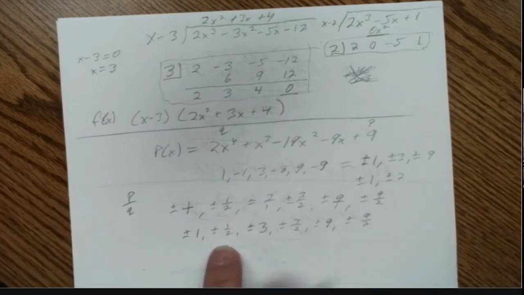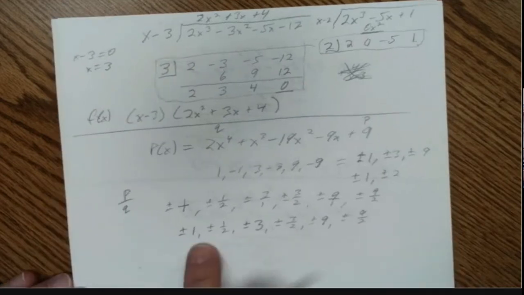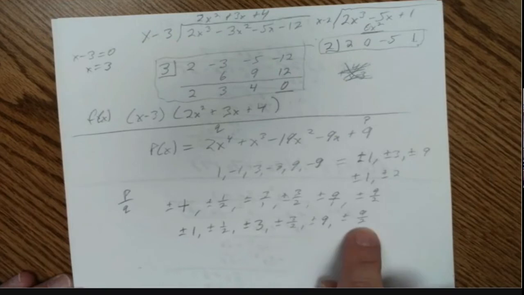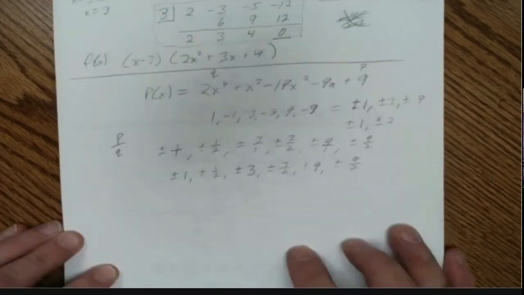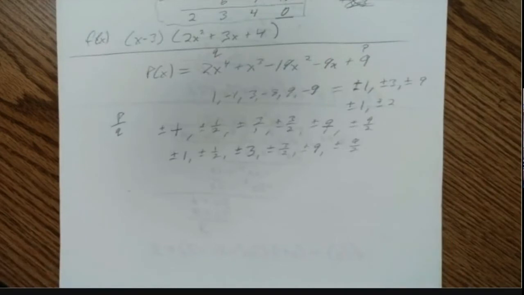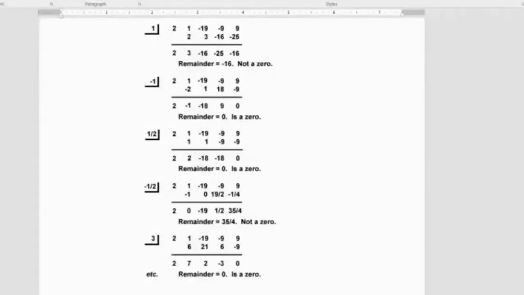All right, so from all the possible zeros in the world, we've narrowed it down to basically a dozen. 1, 1/2, 3, 3/2, 9, 9/2, or the negatives of any of those. And so doing that, our textbook actually goes through there and starts checking several of them. Our textbook starts going through with synthetic division to make it quick. And they've checked 1, -1, 1/2, -1/2, and 3. And what you find is if it has a remainder, then that is not a 0. Like when they checked 1 through synthetic division, it has a remainder of -16. So that is not one of the zeros of this equation.